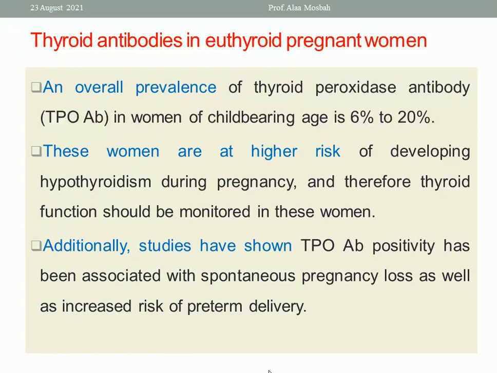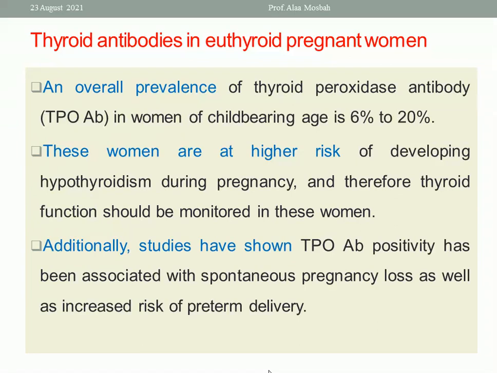What about thyroid antibodies in euthyroid pregnant women? The overall prevalence of thyroid peroxidase antibody, TPO antibody, in women of childbearing age is 6 to 20%. These women are at higher risk of developing hyperthyroidism during pregnancy, and therefore thyroid function should be monitored in these women.